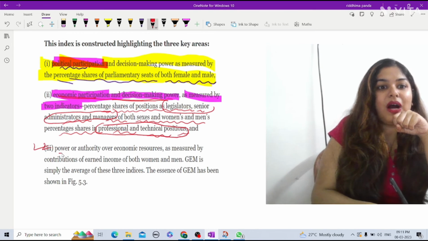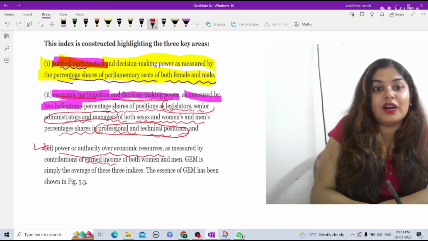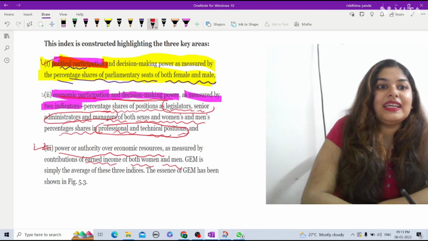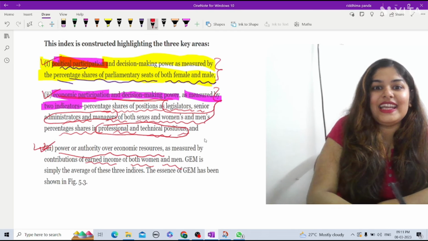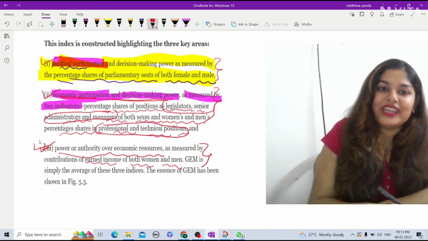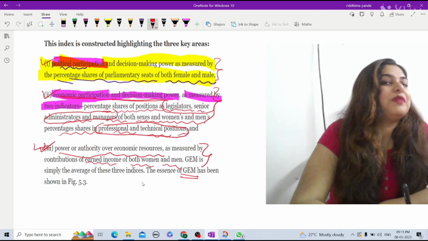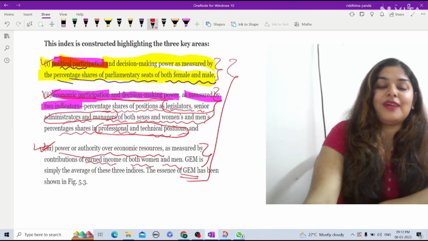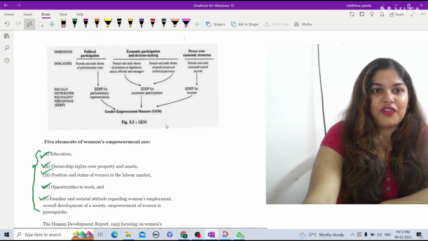And the last one is power or authority over economic resources, as measured by the contribution of earned income of both women and men. Okay, so these are the three parameters, or let's say indices: this is the first index, second index, and the third index. Together, the average of them will give us the GEM index, that is the Gender Empowerment Measure or Gender Empowerment Index. Now this is again shown using a flow chart diagram, as I discussed for GDI, for you to understand easily. So we will again refer to that here.